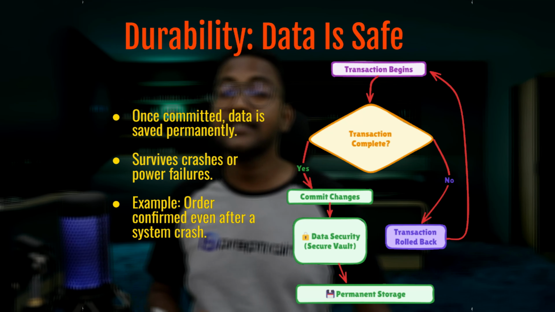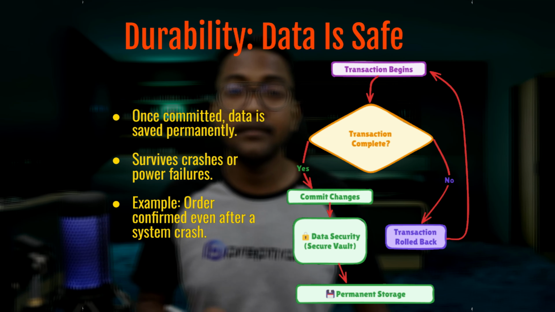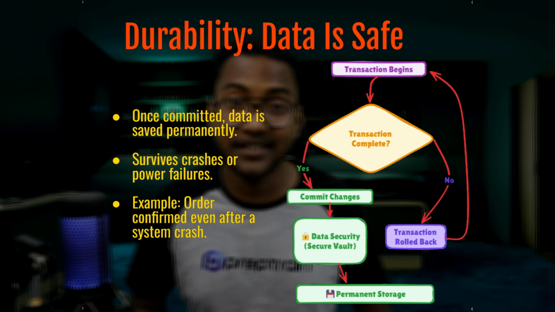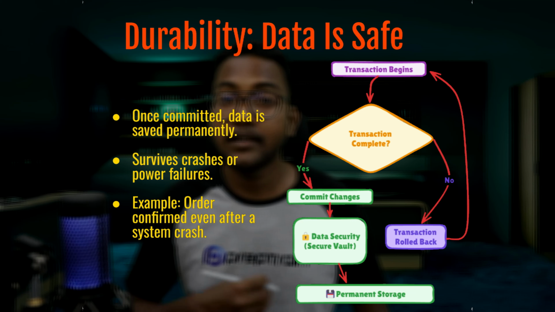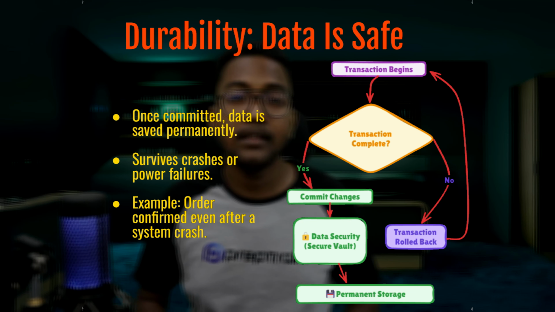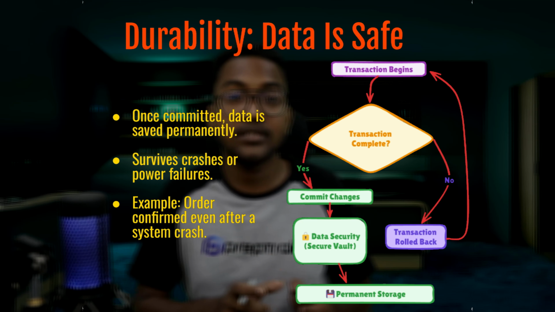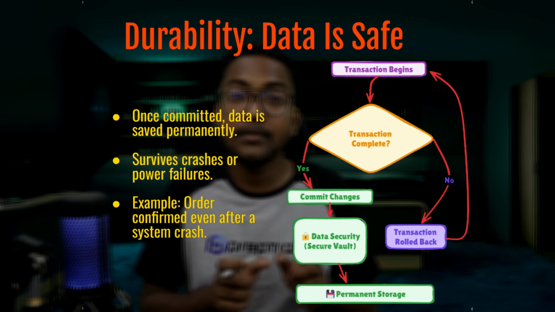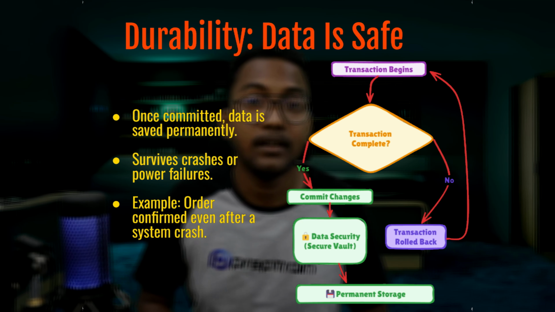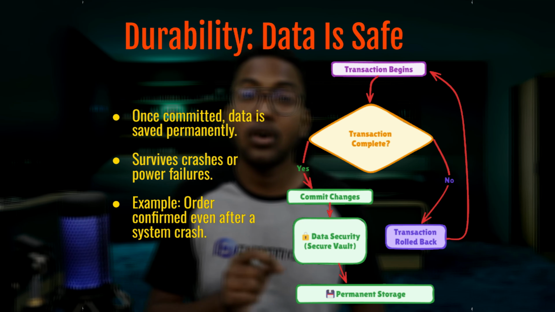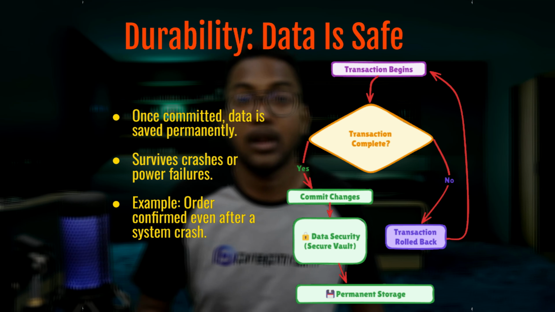Durability guarantees that once a transaction is completed, the data is permanently saved even if the system crashes right after. Let's take an example. You are placing an order online. You have selected your items, entered your payment details, and confirmed the order. As soon as you get the confirmation, the transaction is durable. Meaning, even if the website crashes a moment later, your order is safe. The system has saved your order permanently and it's not going anywhere, no matter what happens next.